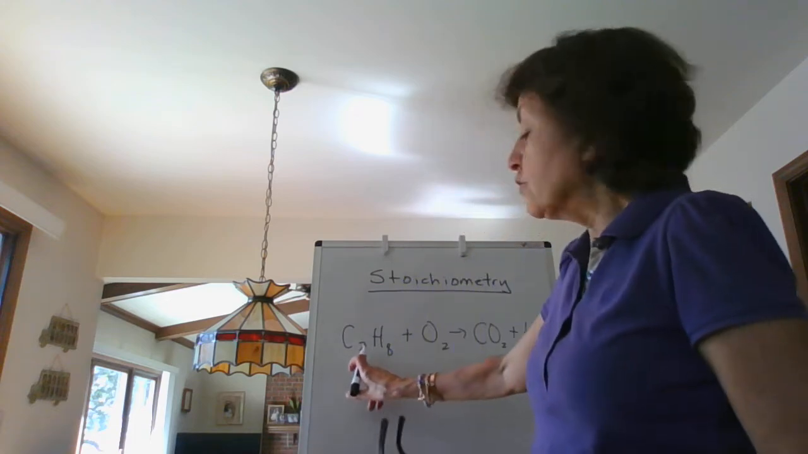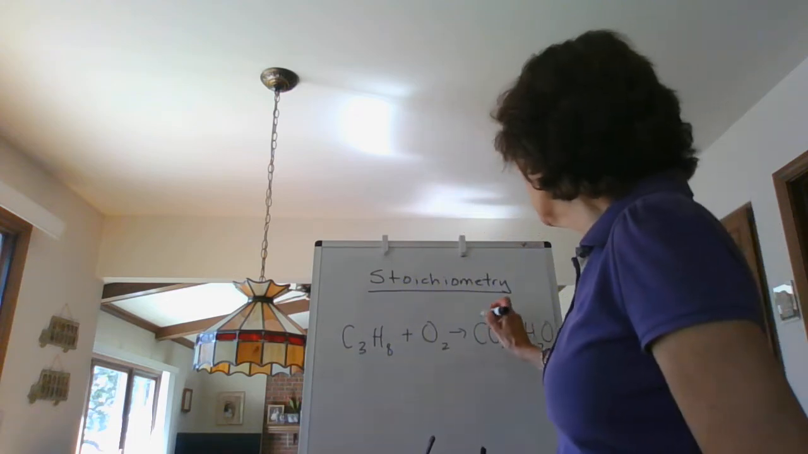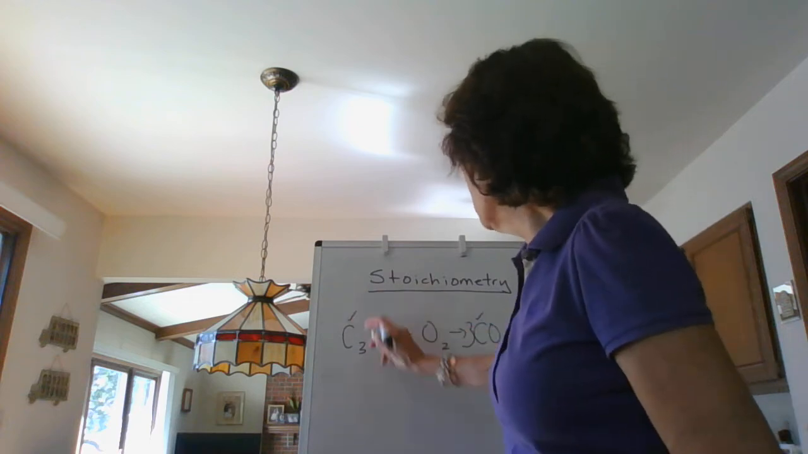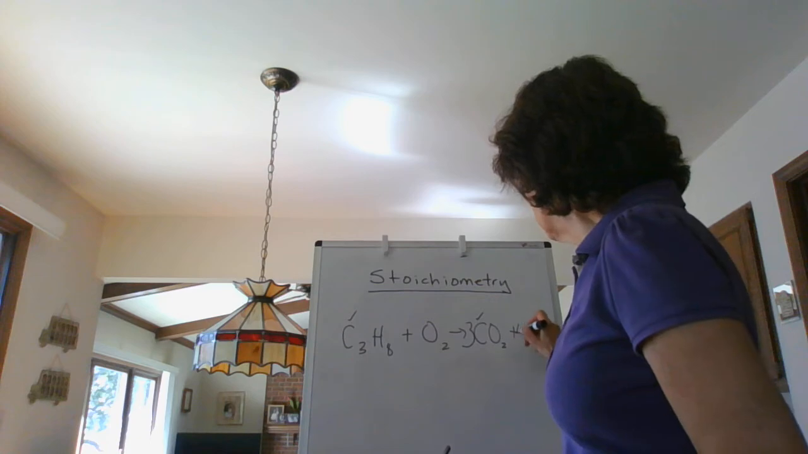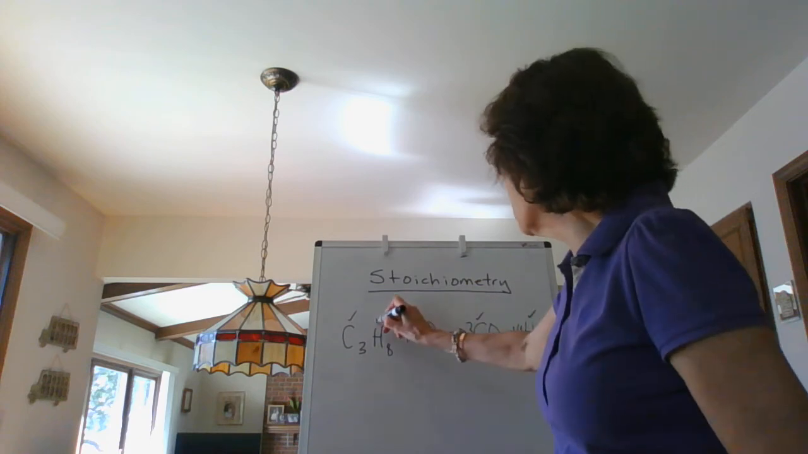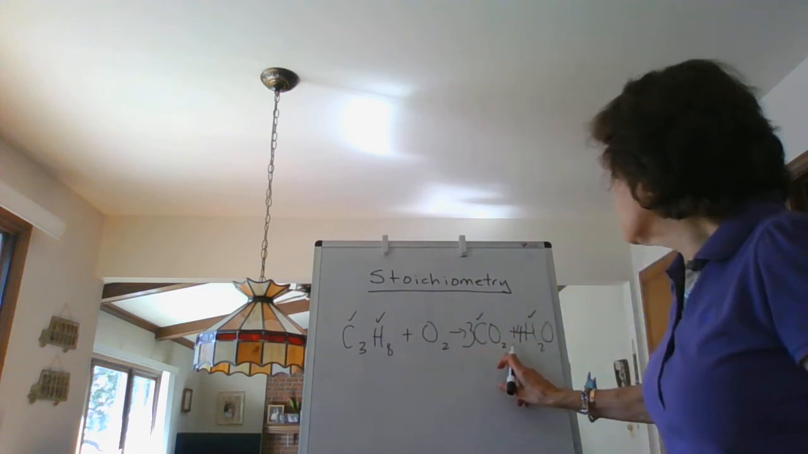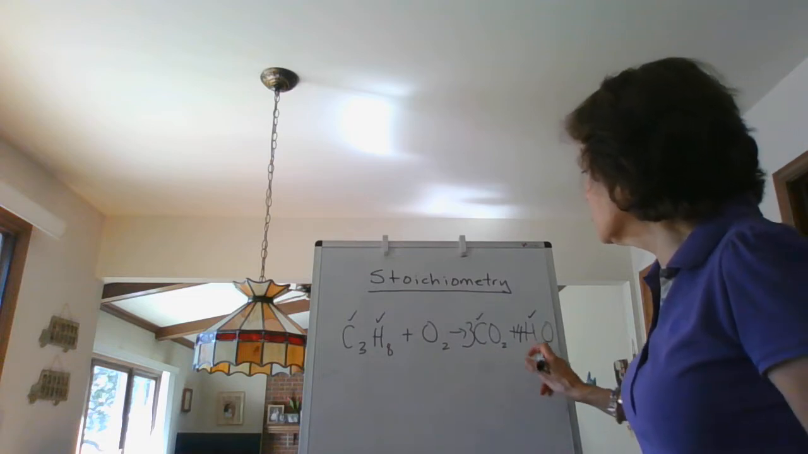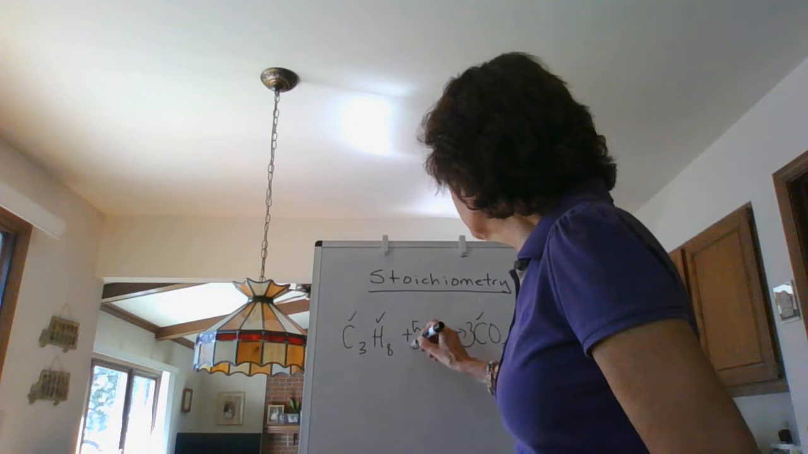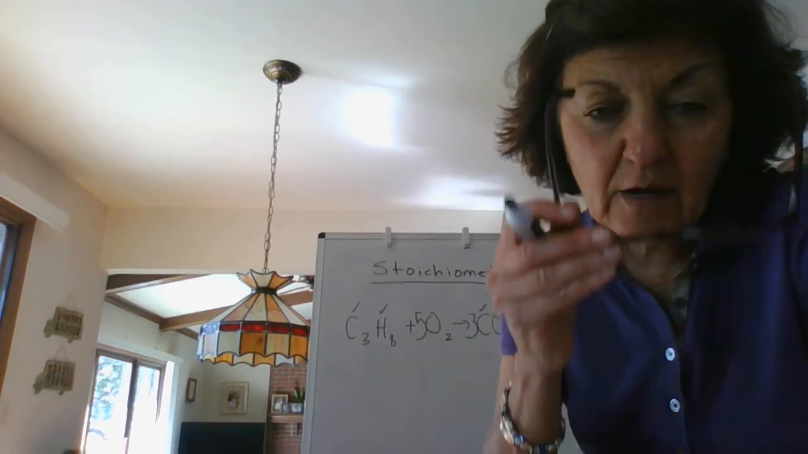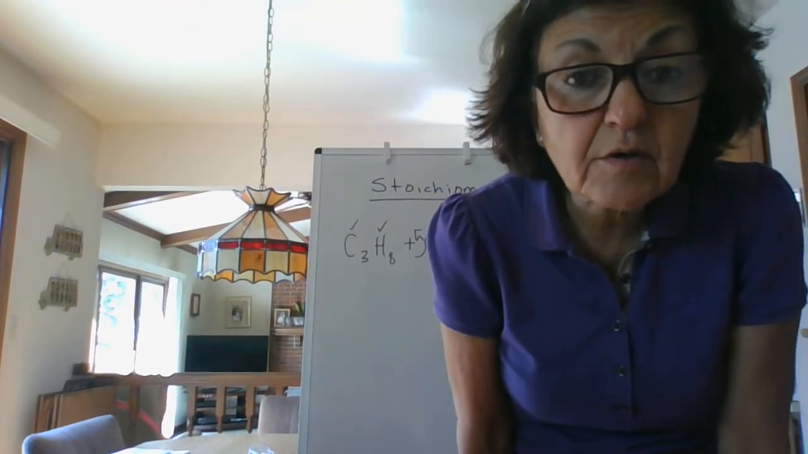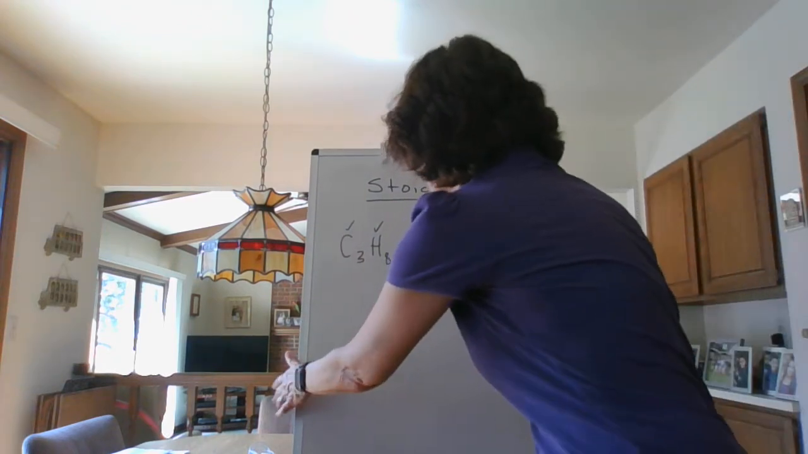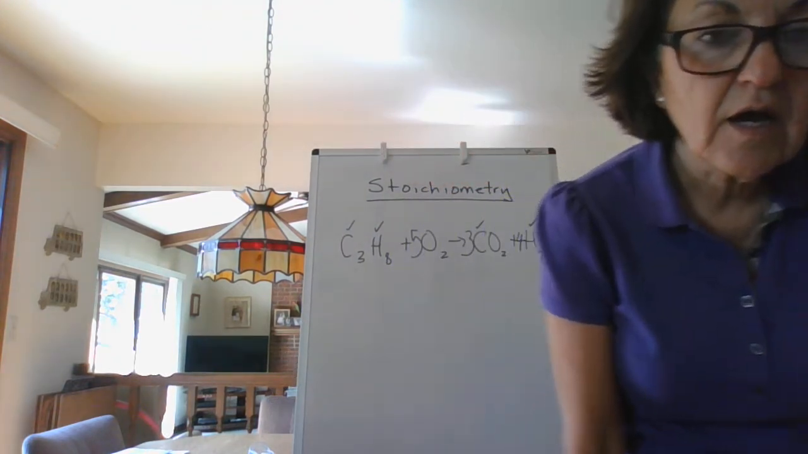All right. So you have 3 carbons. Let's put a 3 here. That's our carbons done. You have 8 hydrogens. We'll put a 4 here. Our hydrogens are done. 3 times 2 is 6 plus 4 is 10. We have 10 oxygens on this side. We'll put a 5 here. Okay, so now we have a balanced chemical equation. Let me just show you the whole thing here. Hopefully you can see everything fine.